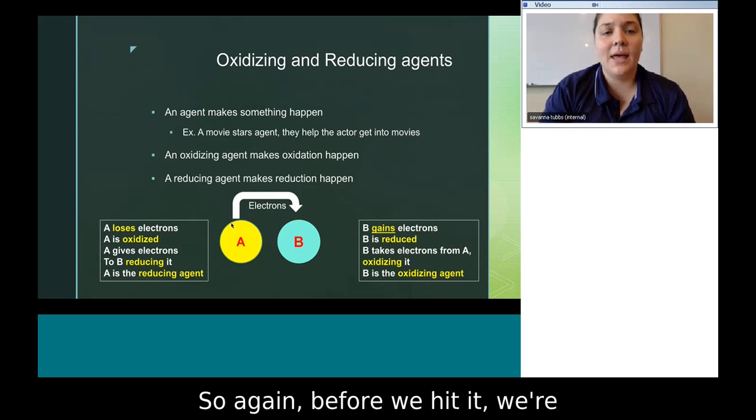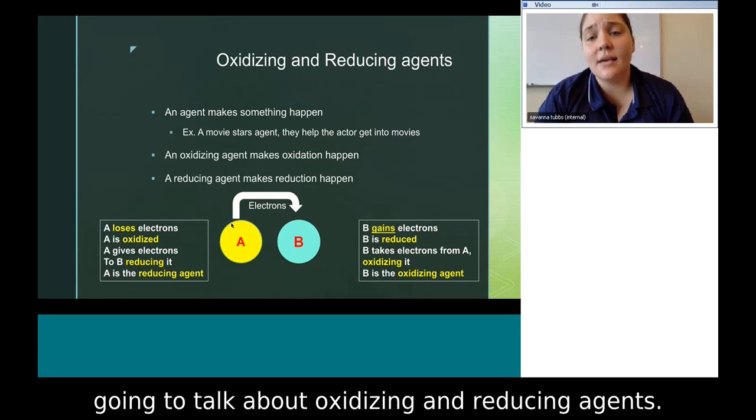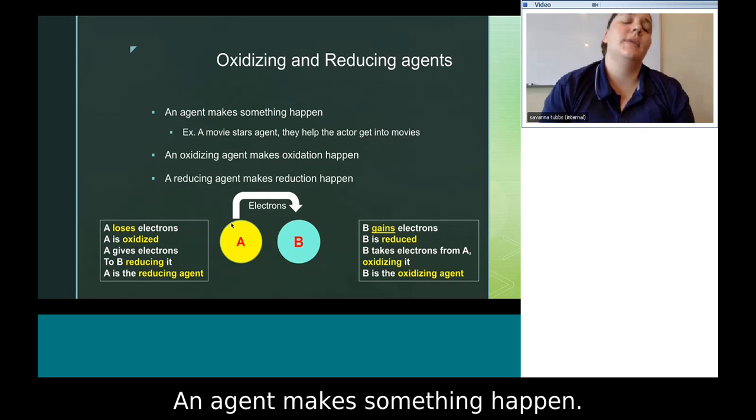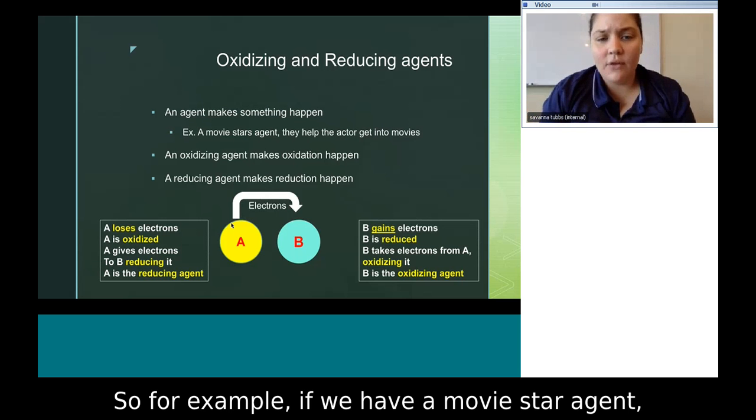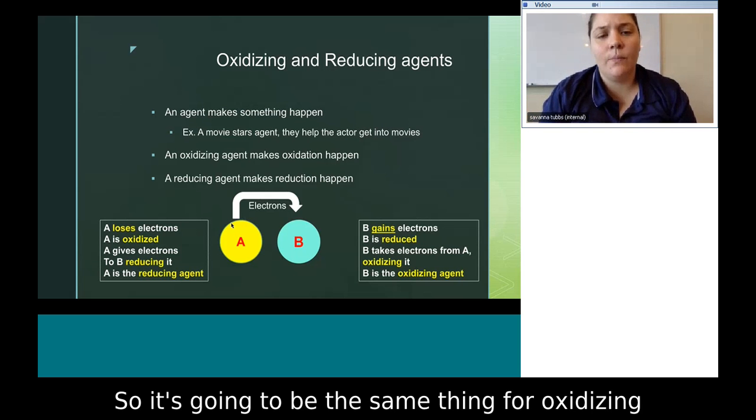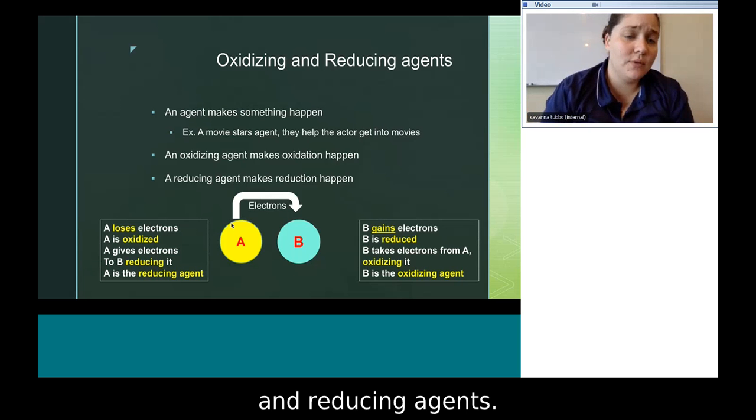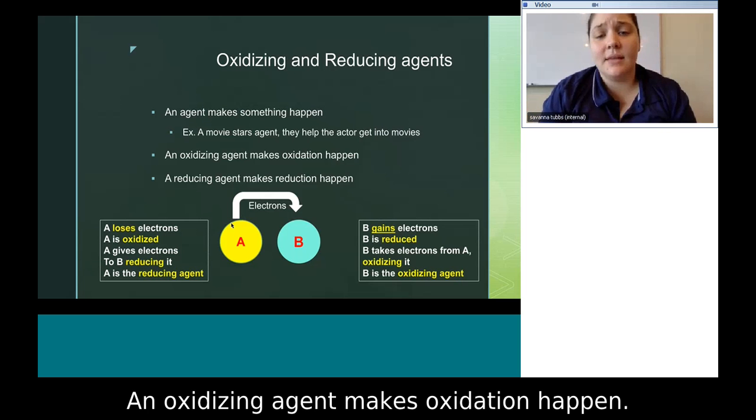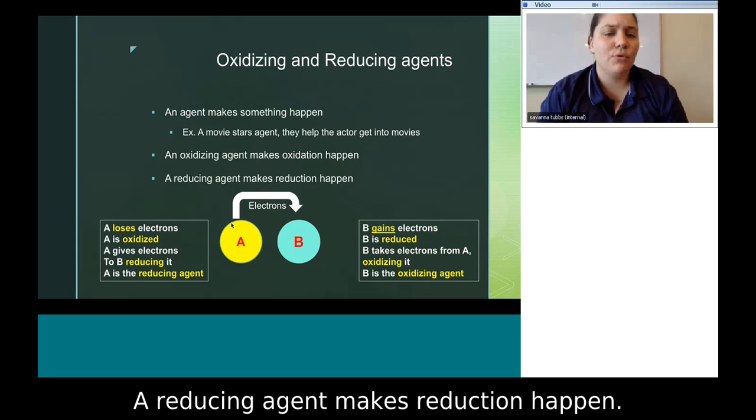So again, before we hit it, we're going to talk about oxidizing and reducing agents. An agent makes something happen. For example, if we have a movie star's agent, they're going to help the actor get into movies. It's going to be the same thing for oxidizing and reducing agents. An oxidizing agent makes oxidation happen. A reducing agent makes reduction happen.